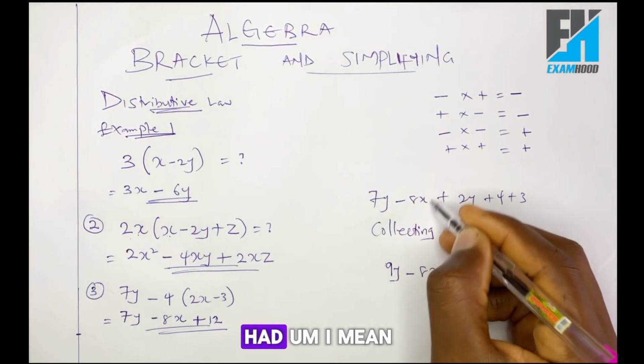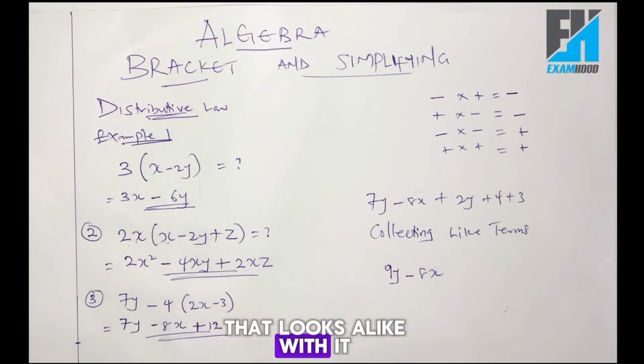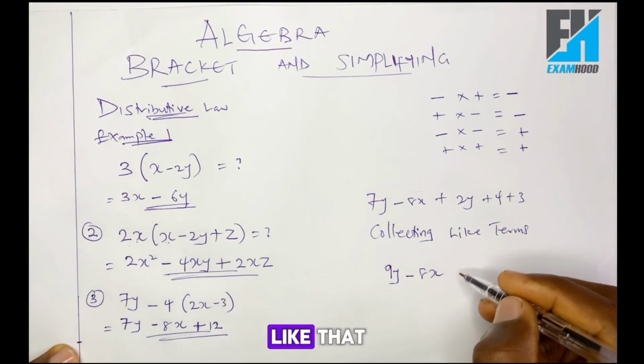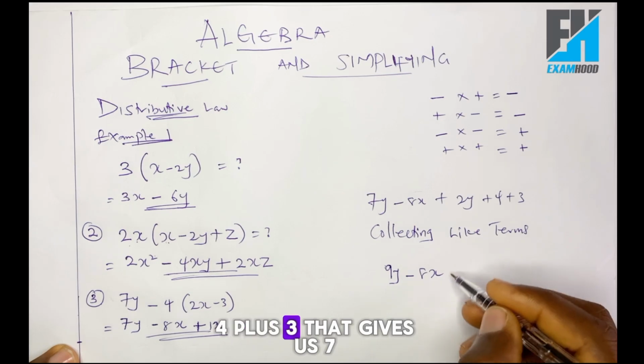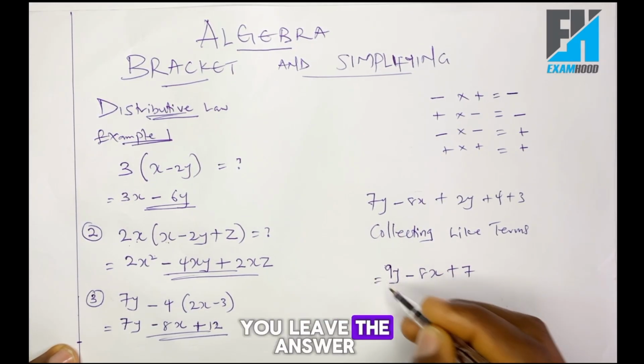If this had gotten a similar value, that looks alike with it, you can actually add them together. Since we don't have any like that, we'll just leave it like that, and we have plus 4 plus 3, that gives us 7, and then that's how you leave the answer.